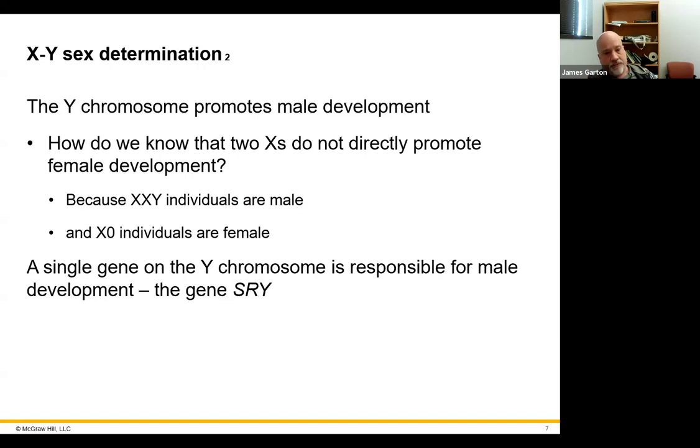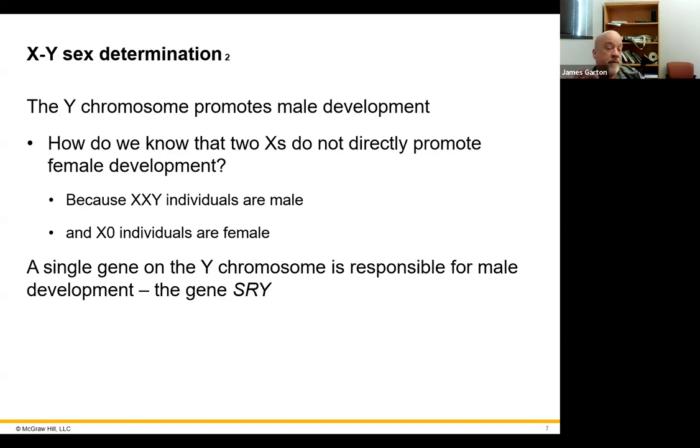We know now, and I don't like the fact that it's a single gene. I learned it as the sex determining region Y, and so it's a few genes. But anyway, we now know that it's the presence of the Y chromosome that promotes male development, and the absence of a Y chromosome promotes female development. And we know this from a variety of things.